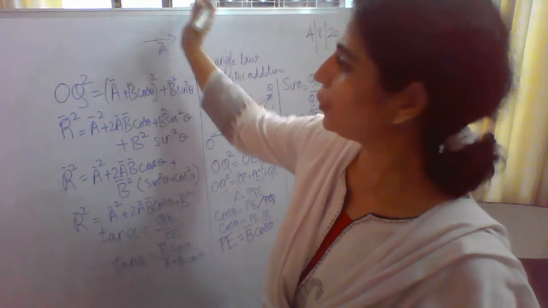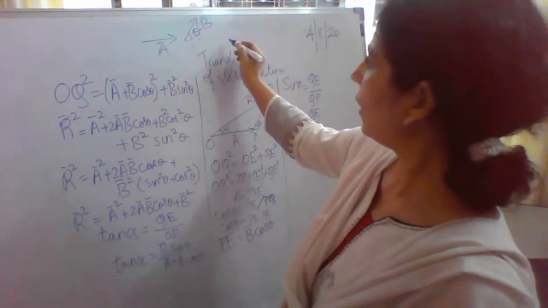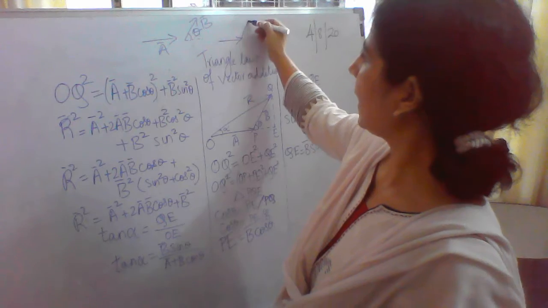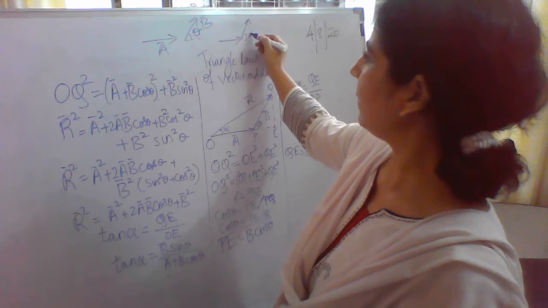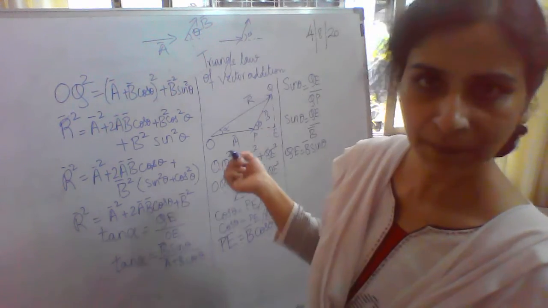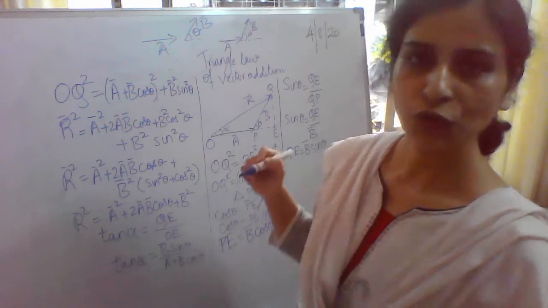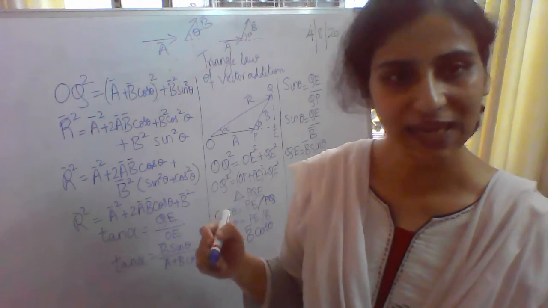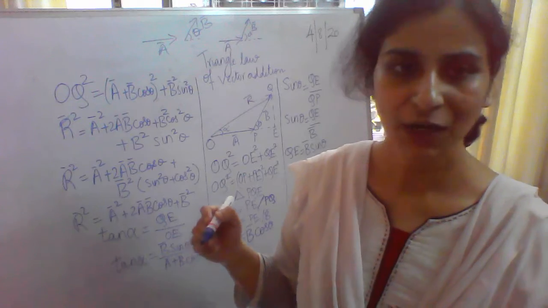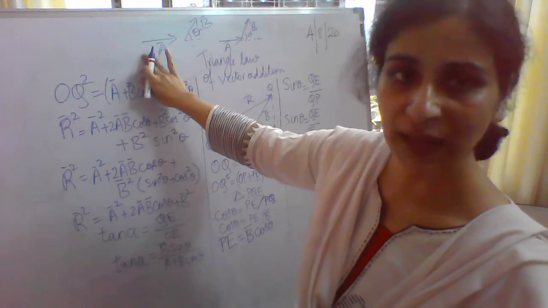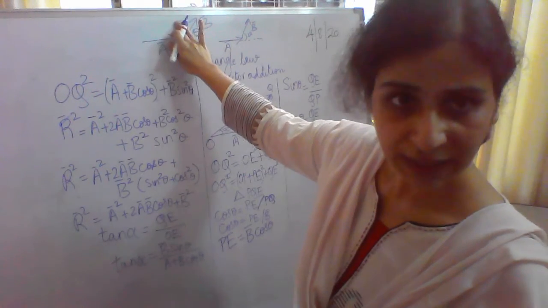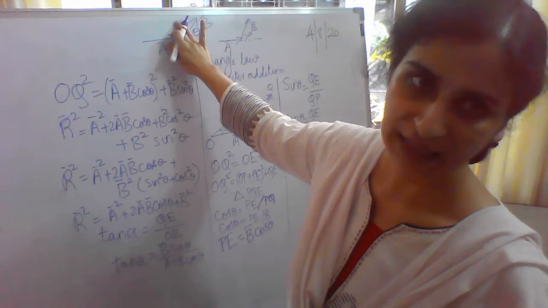Now I am going to join them. So I join them like this, A, B. B is still making some angle theta. So this is A, this is B. So what do I get? I get two sides of a triangle. There are two vectors, again listen to me, A and vector B. B is making some angle theta.